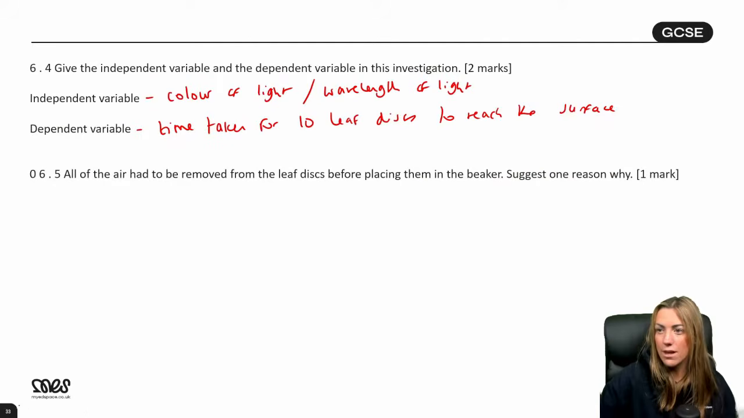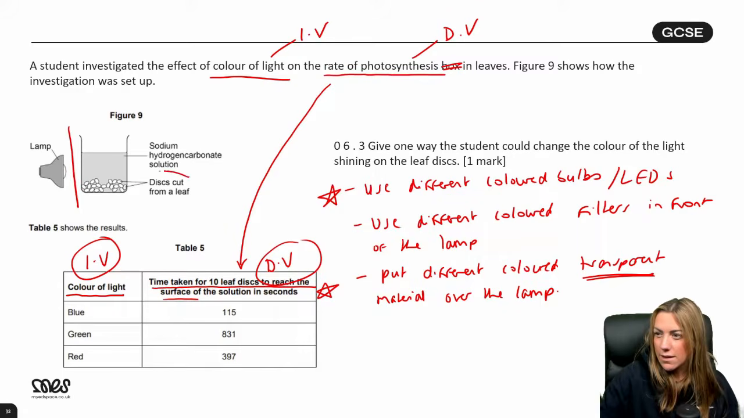All of the air had to be removed from the leaf discs before placing them in the beaker. Suggest one reason why. So we're cutting discs from leaves. All of the air has to be removed.